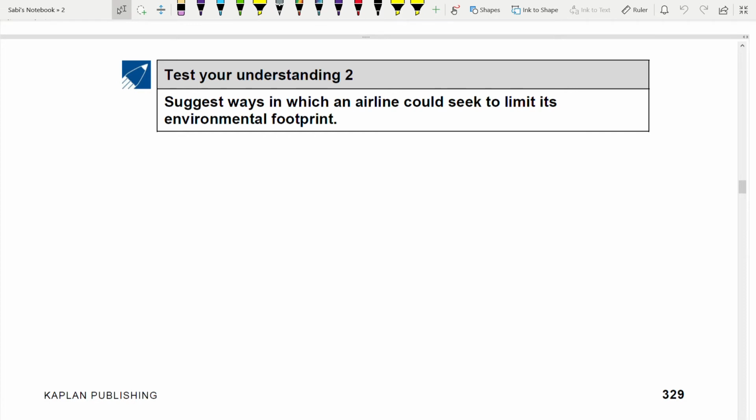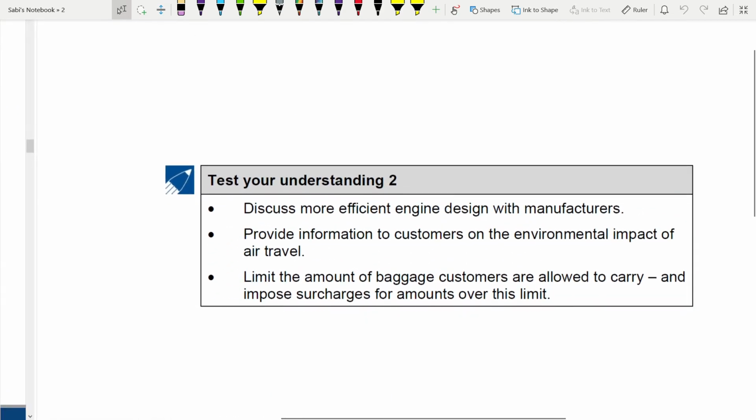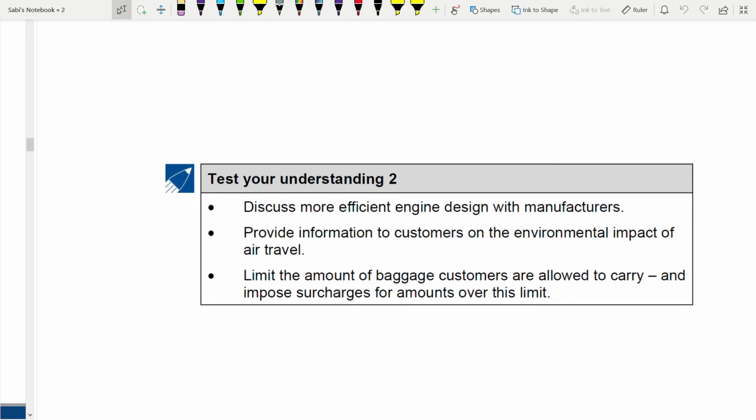Test your understanding two. Suggest ways in which an airline could limit its environmental footprint. Airline, we know it's an industry which has a huge impact on the environment. So let's see, there are three ways. Your answers could be different from this, but try to attempt this answer on your own, okay? First, discuss more efficient energy design with the manufacturer. So design your engine in such a way that it is very efficient. One way could be that.